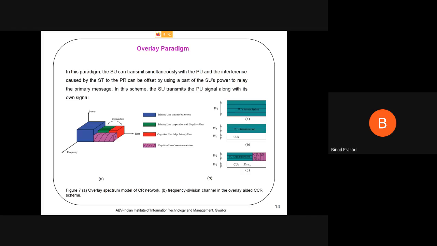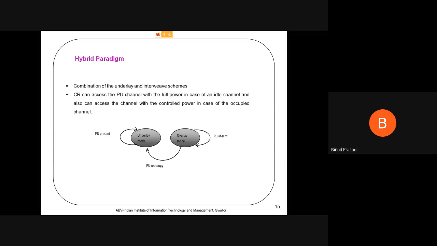And then they share the information of the primary bands, whether some licensed user is there or not, and then they report that information to a centralized node, which decides whether some licensed user is there or not. So this is how the relay is utilized. Now the other approach that I have discussed is the hybrid kind of approach.